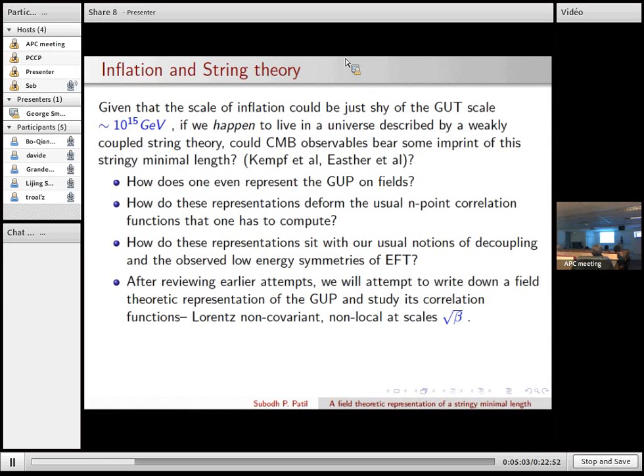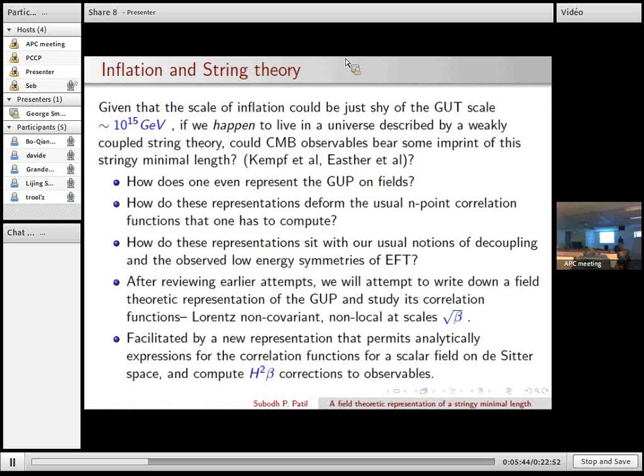But by reviewing earlier attempts, and notably by Achim Kempf and collaborators, of trying to figure out how to represent this on fields, just as a toy model approach. And the result is you can write down a field theoretic representation that is Lorentz non-covariant and is non-local at scales square root of beta. Quite a lot like the effective field theory of something that you would expect to have broken time translation invariance in the early universe. Okay, it's Lorentz non-covariant and you get a tower of operators suppressed in powers of one over the string mass. But unlike a usual effective field theory, you will find various strange things, such as the quanta, or if you like, the fluctuation modes of this field propagate superluminally.